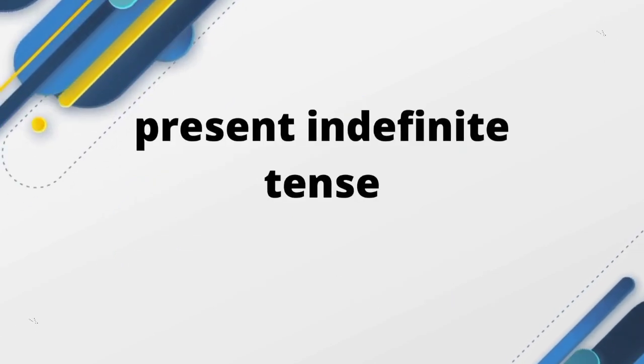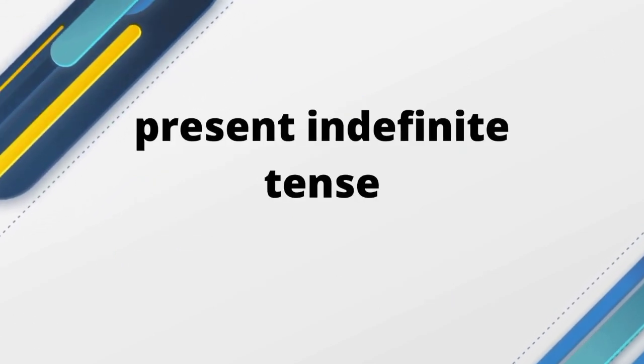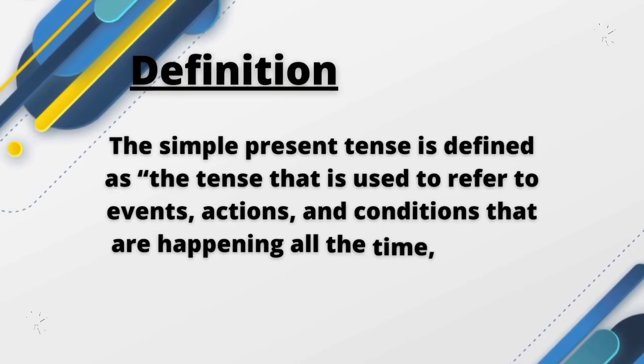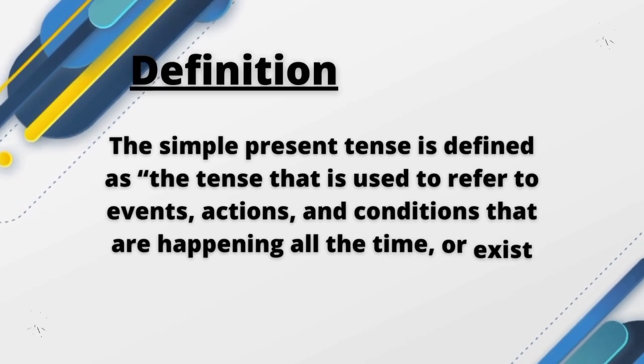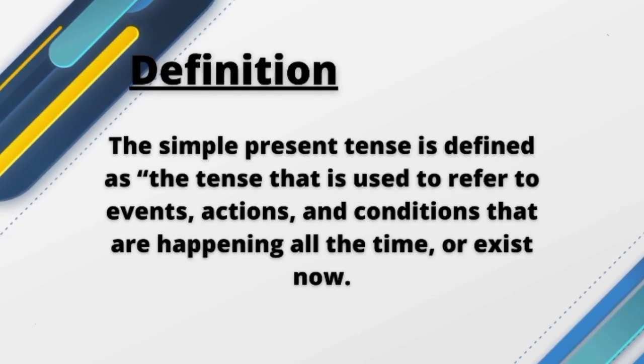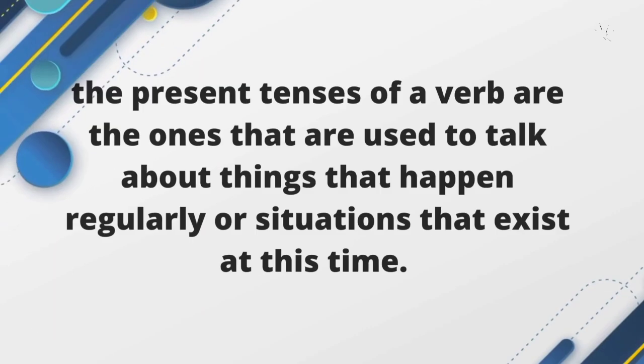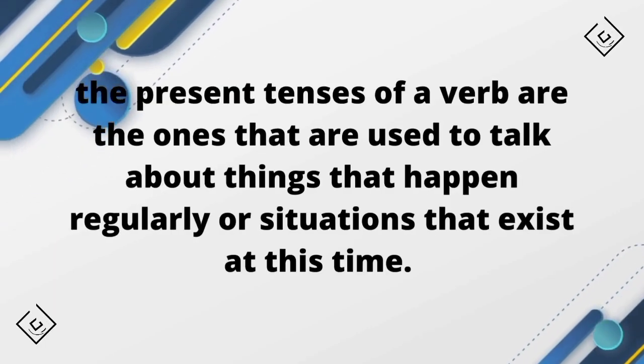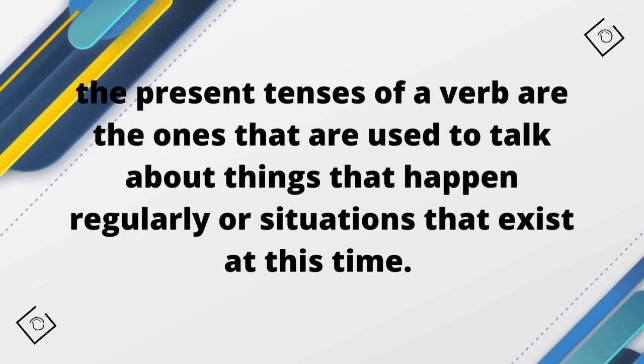Let's see what is simple present tense. Let's see the definition. The simple present tense is defined as the tense that is used to refer to events, actions, and conditions that are happening all the time or exist now. The present tenses of a verb are the ones that are used to talk about things that happen regularly or situations that exist at the same time.